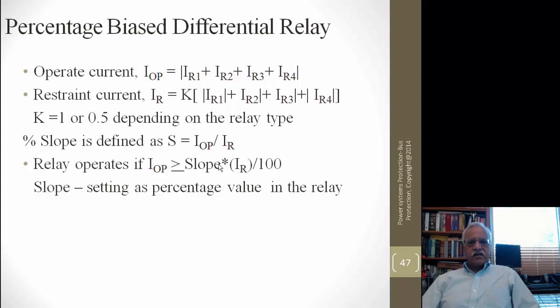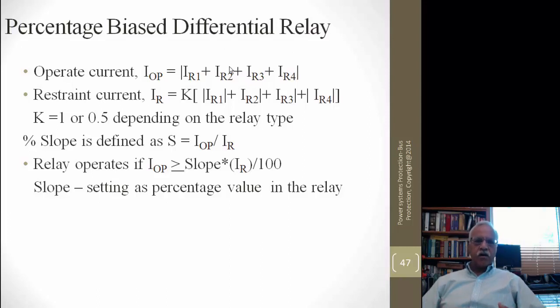So you can look at it as IR is K times IR1 plus IR2 plus IR3 plus IR4. It is a scalar addition of all the currents in each of these restraining windings. So if they are all in phase, then your operating current will be equal to IR1 plus IR2 plus IR3 plus IR4.